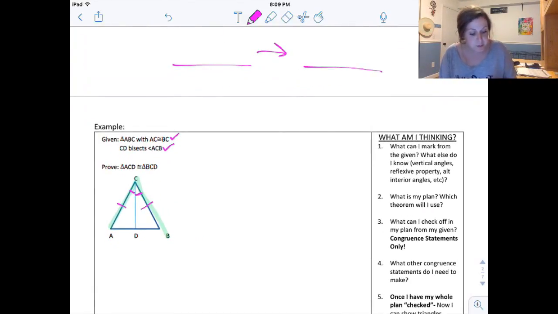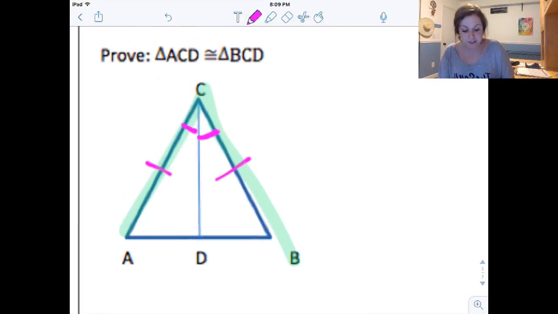So then I'm going to say, well, what's my plan and which theorem will I use? So I've marked everything for my given. What else do I see? I don't see any vertical angles. Those would look like an X. I do see an overlap here. These are my two triangles. One is this one here. One is that one there. And I see that there's an overlap, right? They overlap on side CD. That's shared between the two triangles. So I could say that that is congruent to itself.